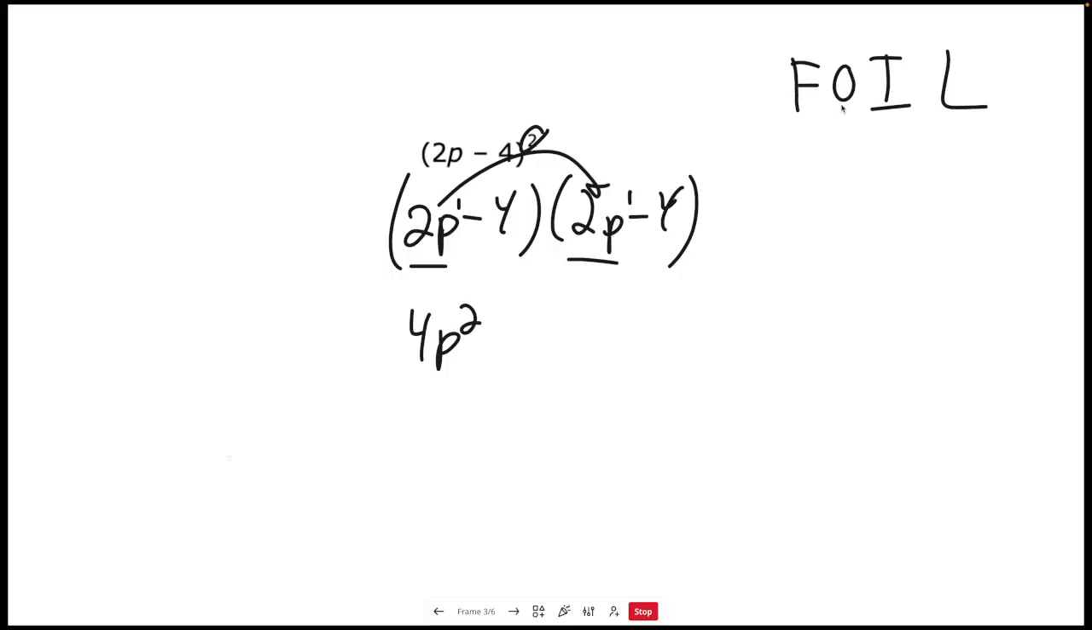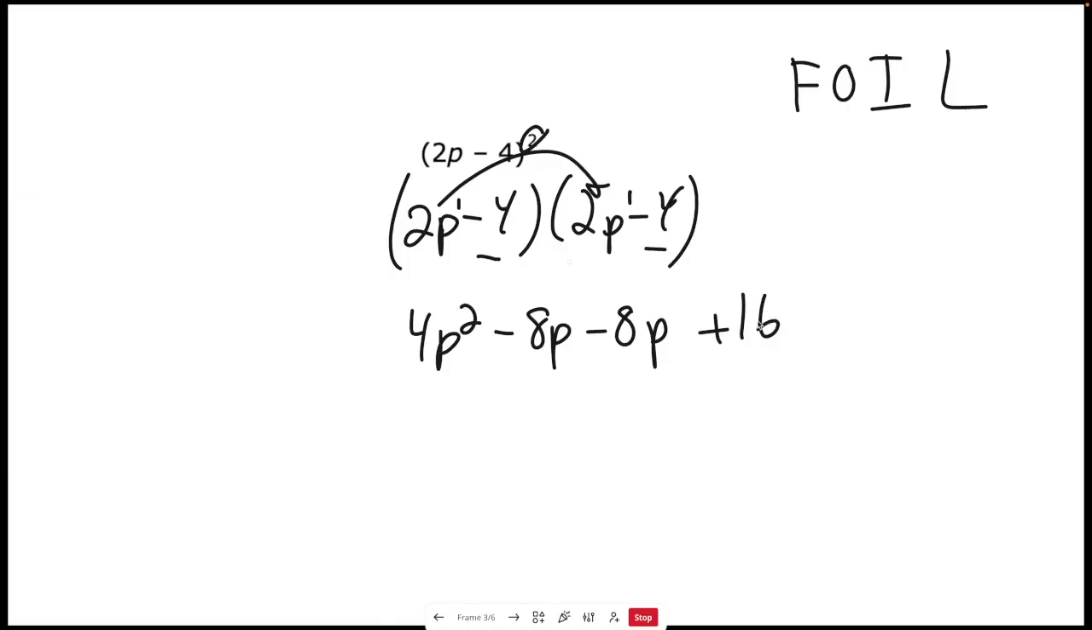And then O stands for the outside terms. So the outside terms would be 2p to the first and -4, the outer terms on the parentheses, so that would be -8p. Then the I stands for the inner terms, or the inside terms, so that would be -4 and 2p, and that would be -8p as well. And L stands for the last terms in each parentheses, which is -4 times -4, which is +16.